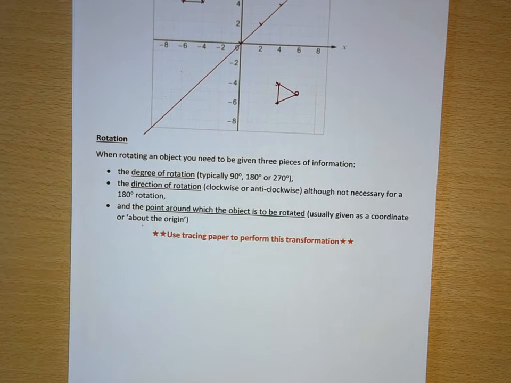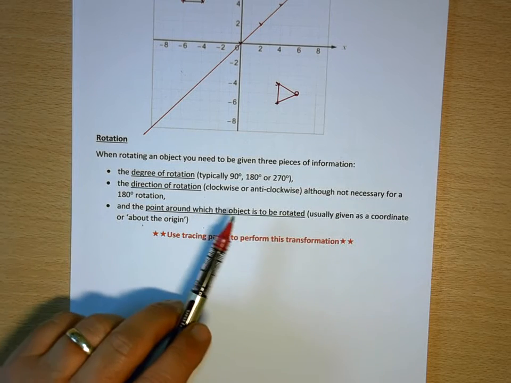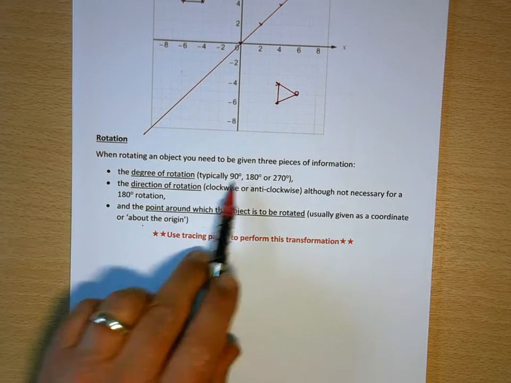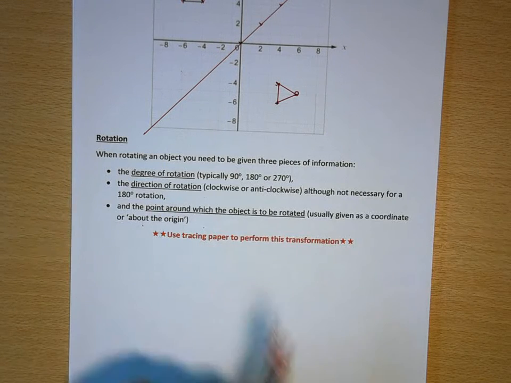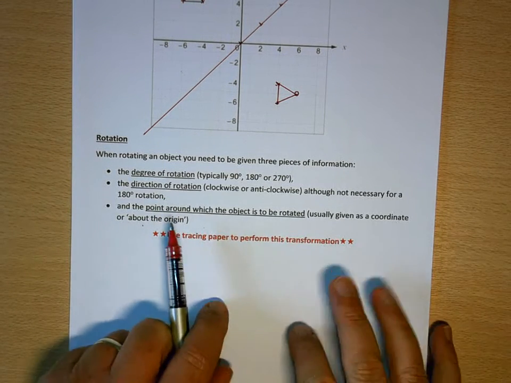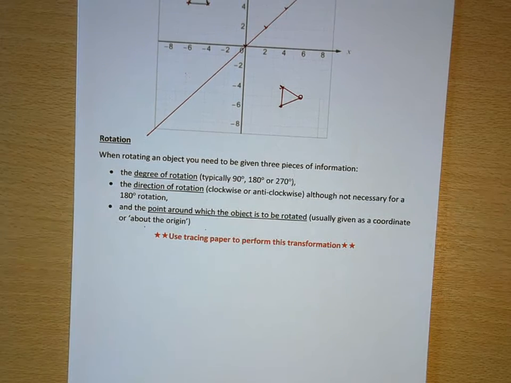So when rotating an object, there's three pieces of information they need to tell you. They need to tell you how much to turn it, and usually that's given to you as an angle, 90, 180 or 270, but more often than not 90. Which direction they want you to turn, clockwise or anti-clockwise, and around which point you want the object to be rotated. And this is usually given to you as a coordinate or about the origin.